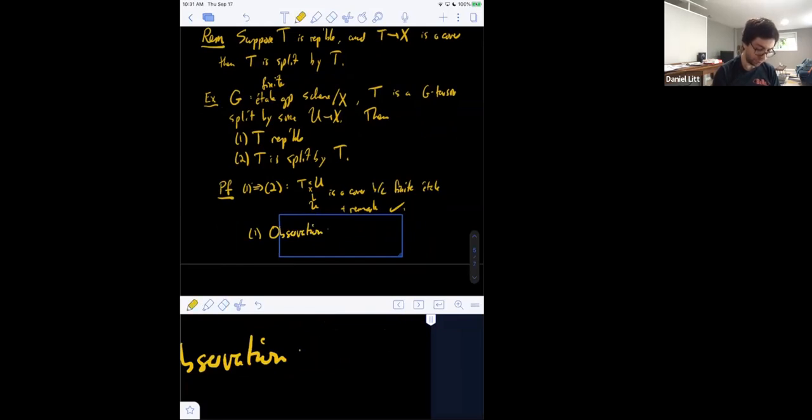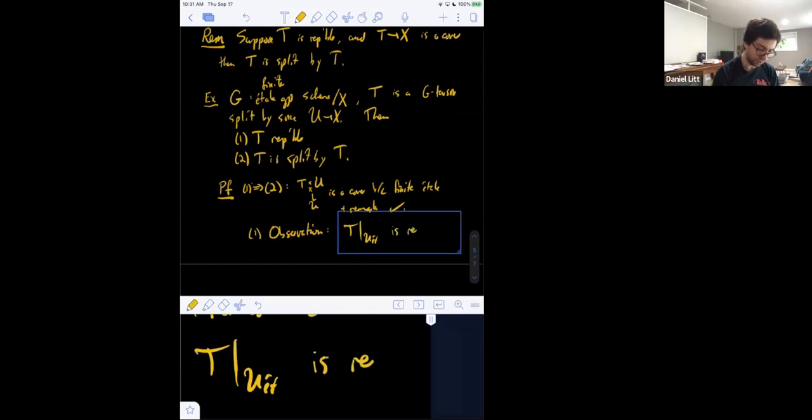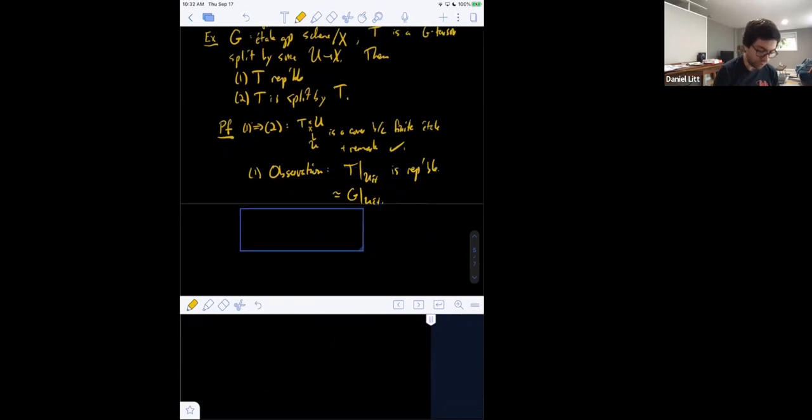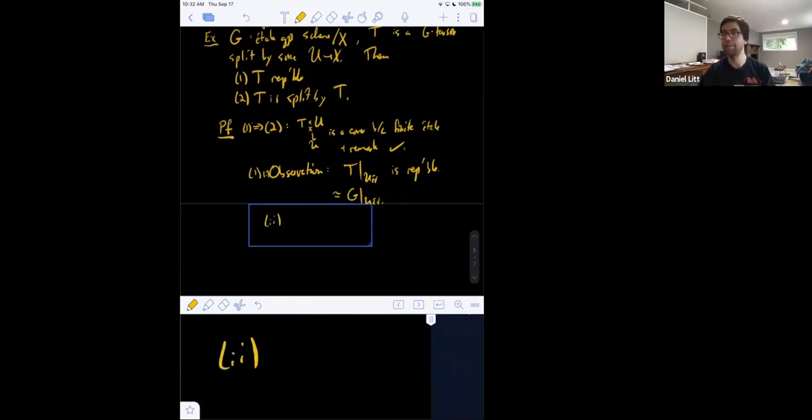T is locally representable. Or maybe let me write it this way: the restriction of T to the Étale site of U is representable. Why is that? It's because it's isomorphic to G restricted to the Étale site of U, and G was a finite Étale group scheme, and hence a scheme. Great, so that's step one. So how do we go from something representable on U to something representable on X?